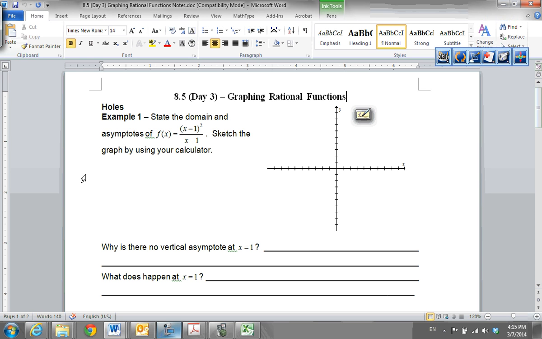What we want to do first is I want you to put that in the calculator. So take a second, put x minus 1 squared over x minus 1. Now remember, we've got rationals, we've got fractions, we've got polynomials, so we need to be sure we're using all the right parentheses and all that stuff.